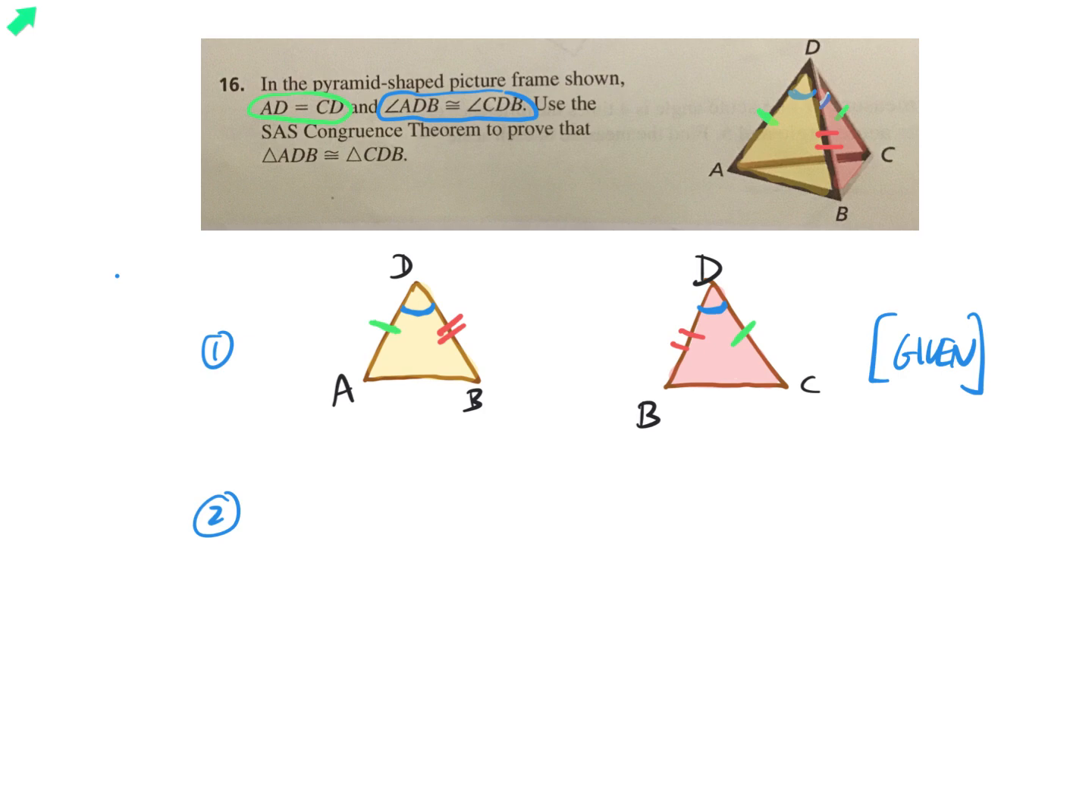And now, we've got it. Our triangles are congruent by the SAS congruence theorem. And that's it. That's how it's done for number 16.